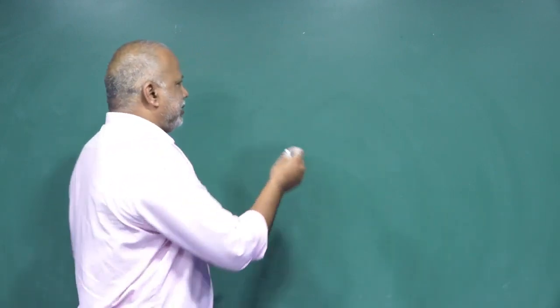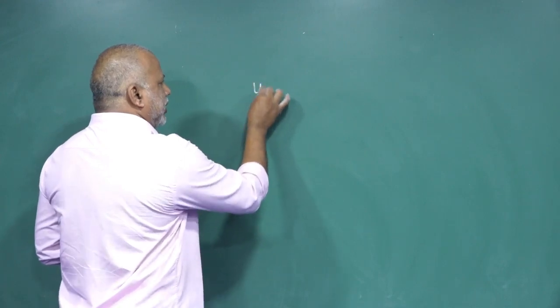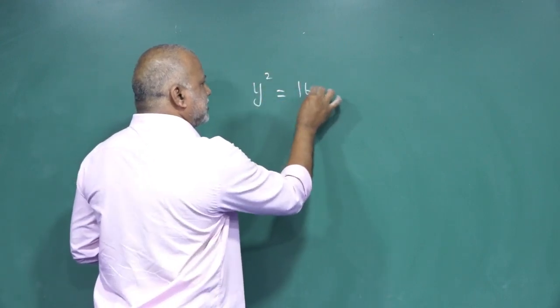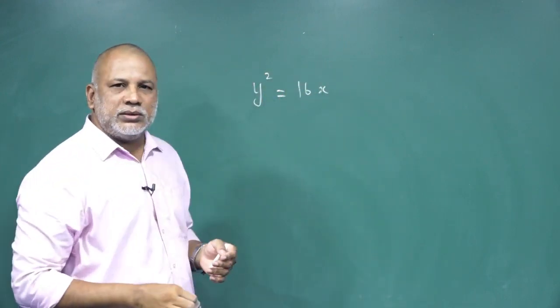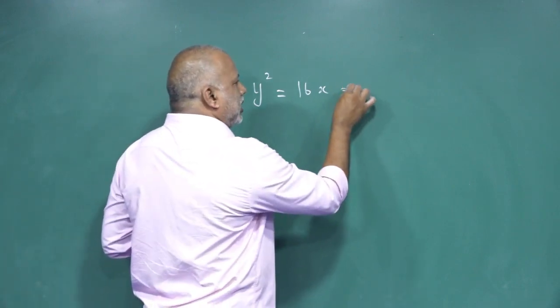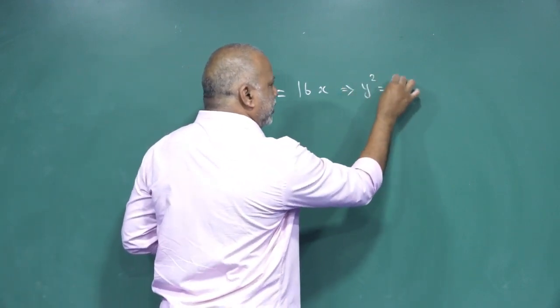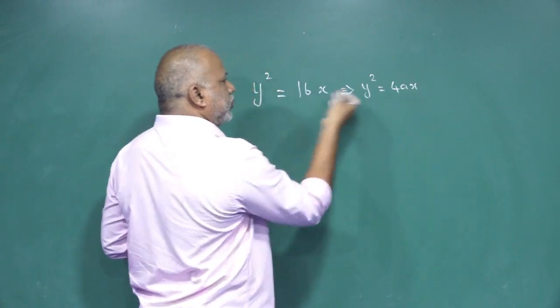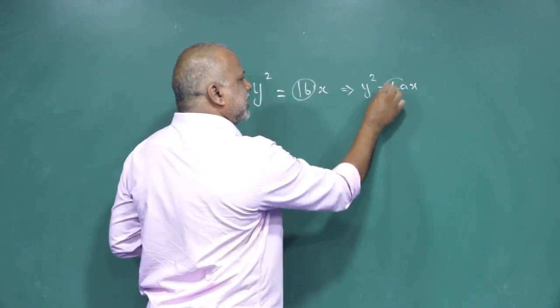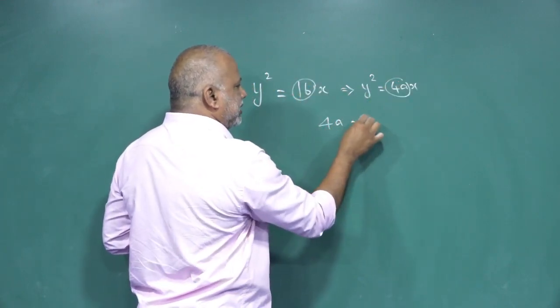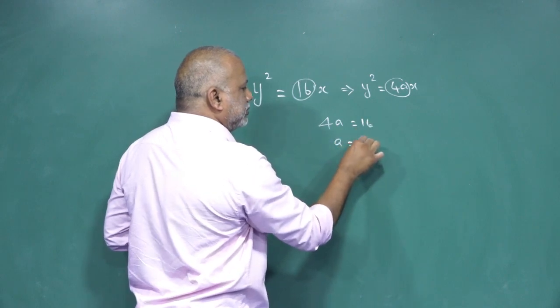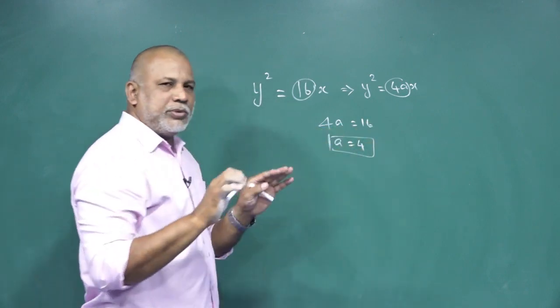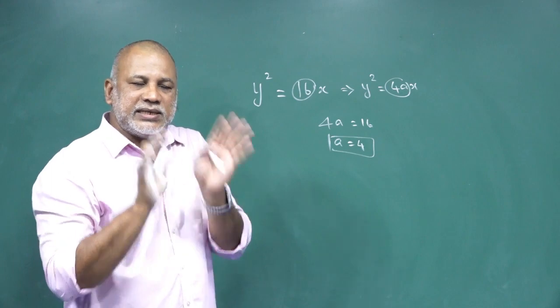For example, I am giving an example only: y squared equal to 16x. Just to compare this one, this is the type number 1 parabola. We can compare with y squared equal to 4ax. Now instead of 4a we are having 16. Therefore 4a equal to 16, again a equal to 4. a must always be a positive value because it is a distance.